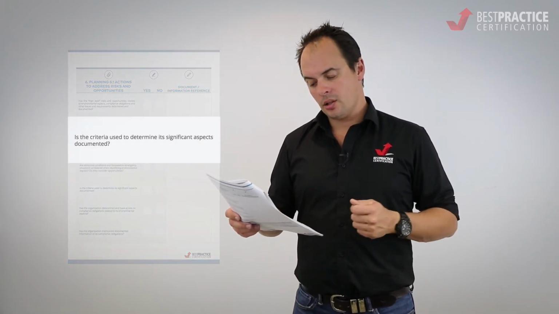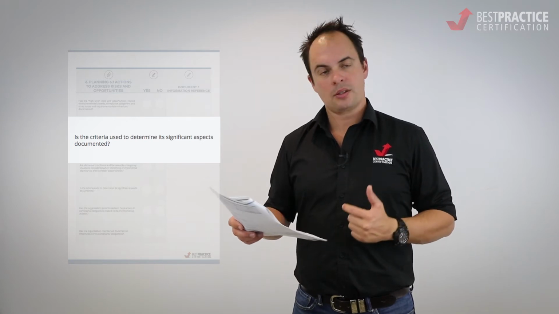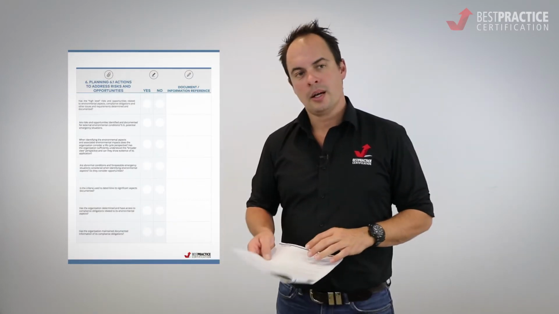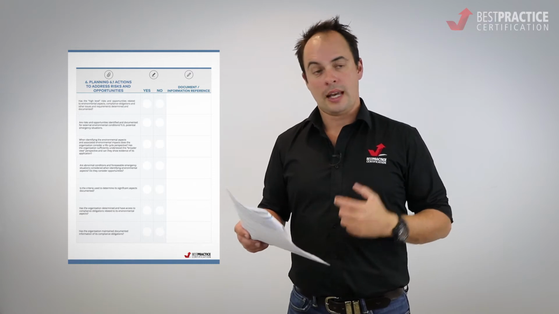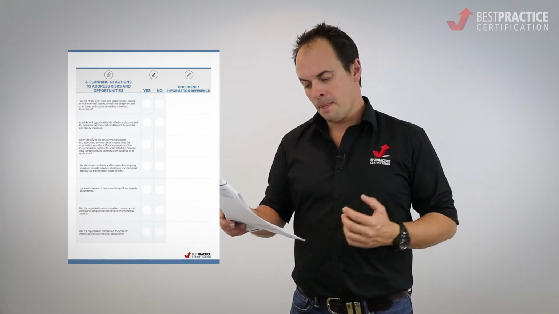Is the criteria used to determine its significant aspects documented? Now that's a tricky little one there. We're talking about risk and we're talking about risk management. Have you got a risk management system, risk rating, risk matrix, risk prioritization system? And then we take our environmental issues and we start to prioritize accordingly, so that you can understand what are your more important environmental issues and that you've got that process documented. They're rated, they're ranked, and you can prioritize how you spend your resources accordingly.